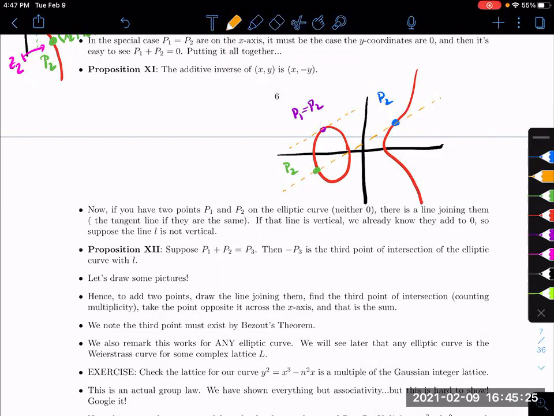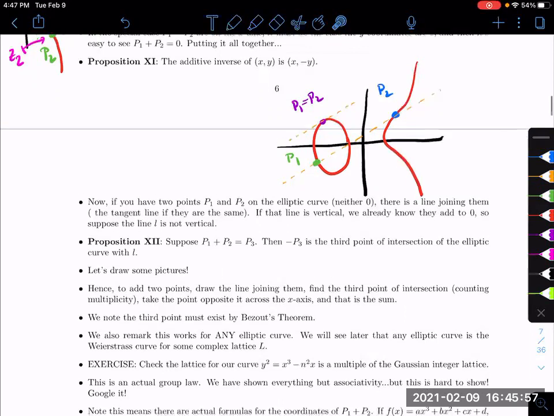Okay. Something like that. Now, we already know that if this orange line is vertical, then P1 and P2 are additive inverses of each other. And I think I just called both of these P2. So let's fix that. Okay. So let's suppose the line is not vertical, because if it is, we sort of already understand how to add the 2 points together. We add them, we're just going to get 0. We're going to get the point at infinity.